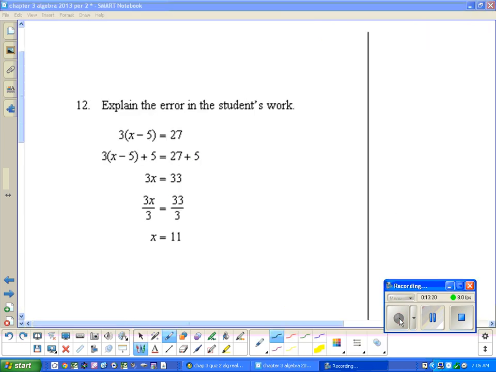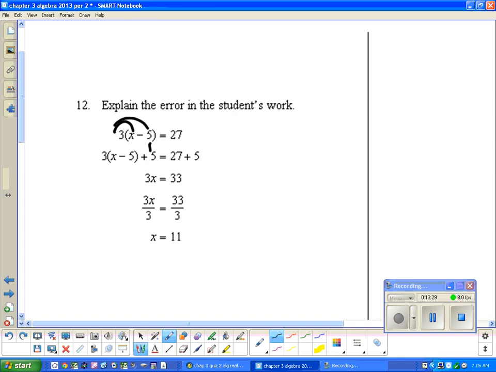And the last question, which most people got right: explain what the error is in the student's work. They added 5 here, and they should have distributed the 3 here, or they could have divided by 3. Either way, they forgot to use the distributive property, or they added 5 to both sides, and that is not correct.